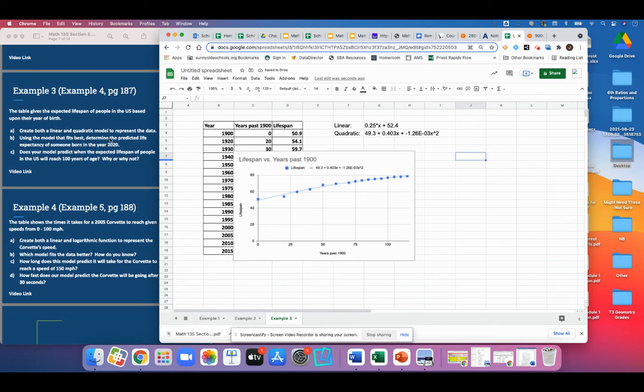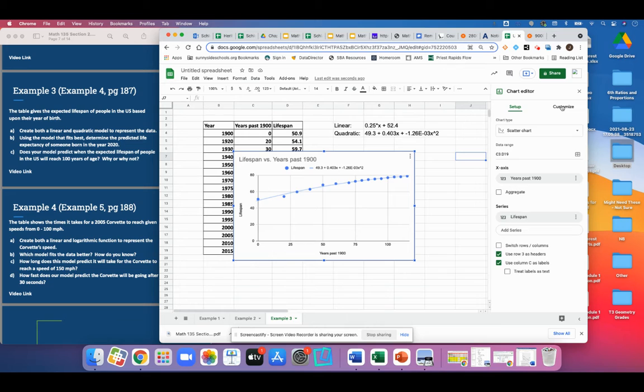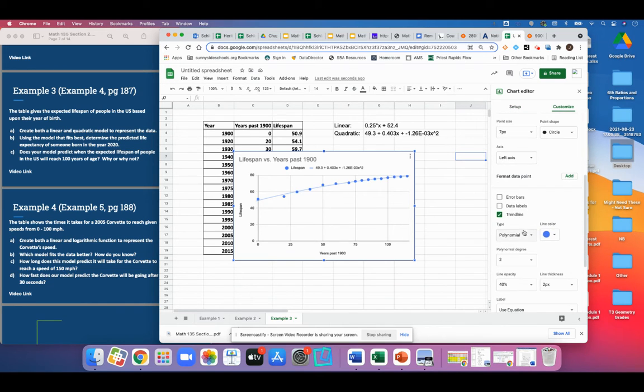And then using the model that fits best, well, obviously the quadratic fits better. It touches almost every single one of these points over here. It's kind of close with these over here. Let's look at the linear one more time just to make sure. So again, if I go back to linear, we can see that the polynomial to the power of 2 definitely fits better. So we'll use that one going forward.